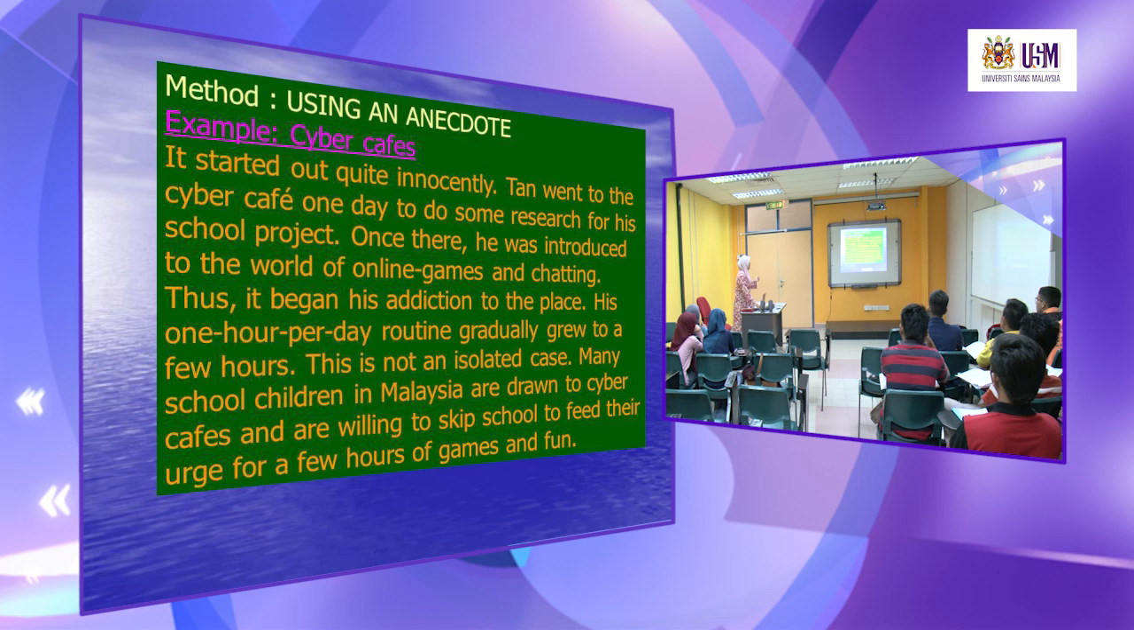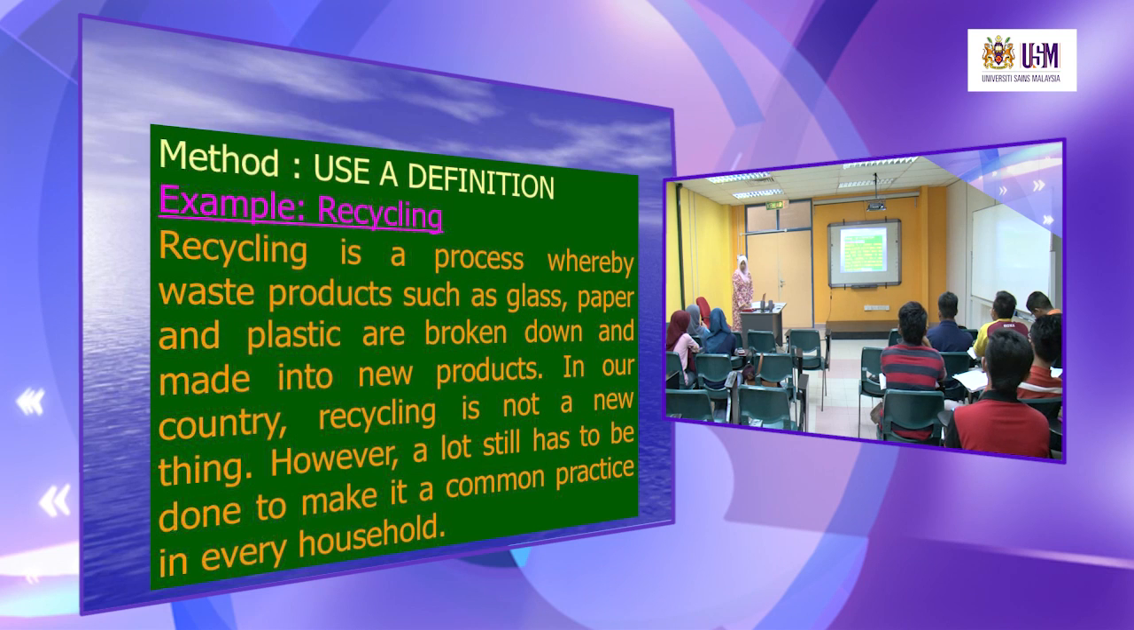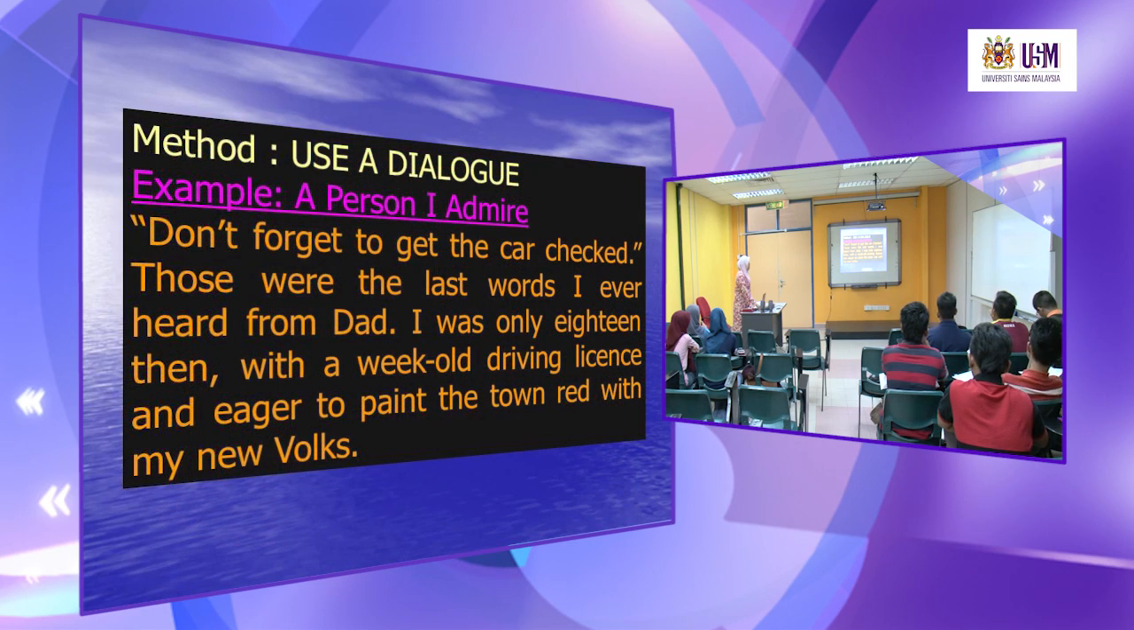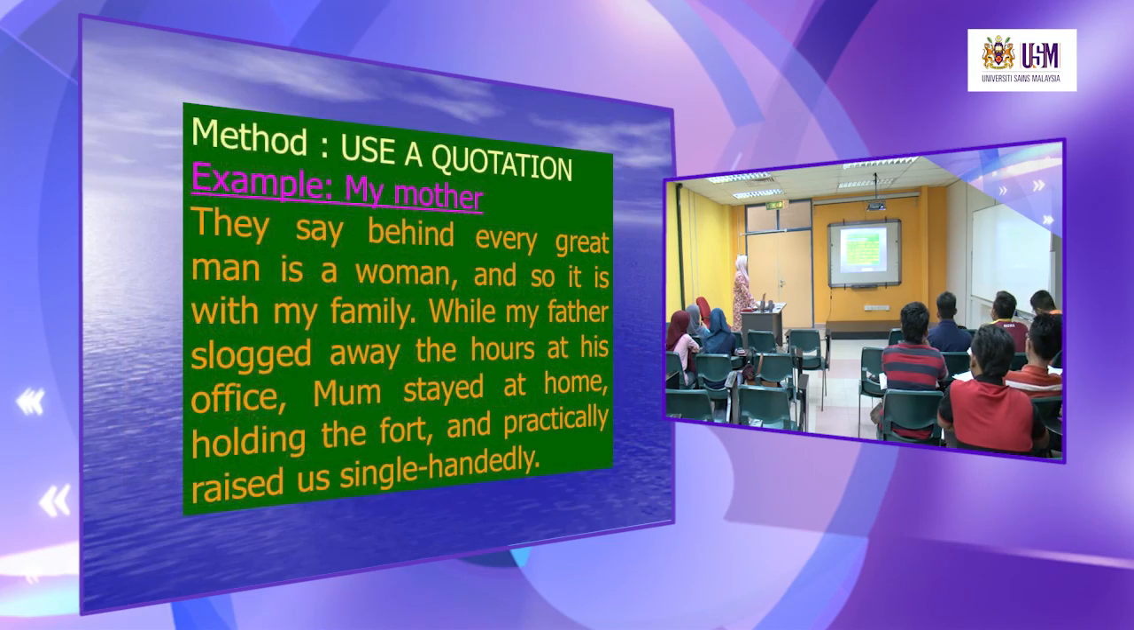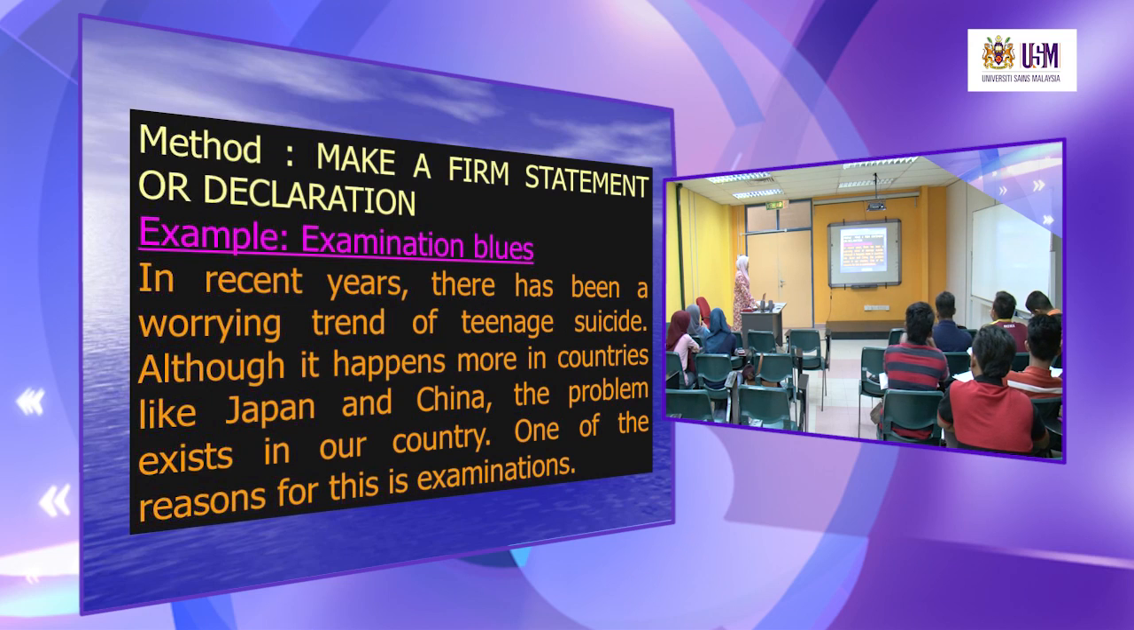Writing. Okay? So this is anecdote. What is an anecdote? Something that happened to someone. Okay? So when you describe, you relate using past tense. It has happened. Right? Ask questions. You can begin by asking questions. And then definition. You like to define, right? Okay? Recycling is... using a dialogue. Okay, what did someone say? Using a quotation. Okay? Making a firm statement or declaration.